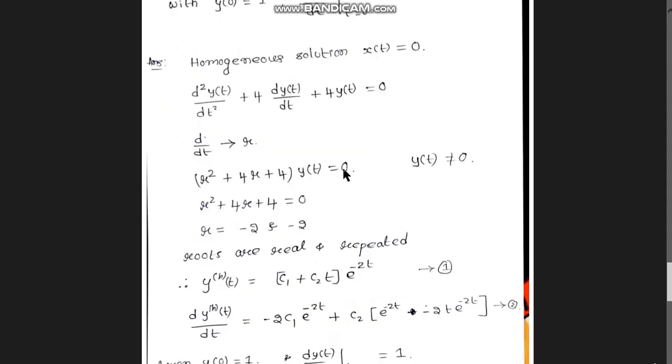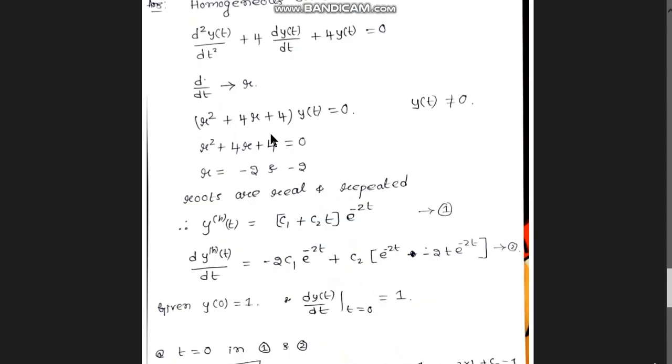And since y of t can't be 0, this r square plus 4r plus 4 will become 0. If you solve this equation using the quadratic formula or by using your calculator, you will get r is equal to minus 2 and minus 2. So they are real but they are not distinct, right? They are the same, so they are repeated.